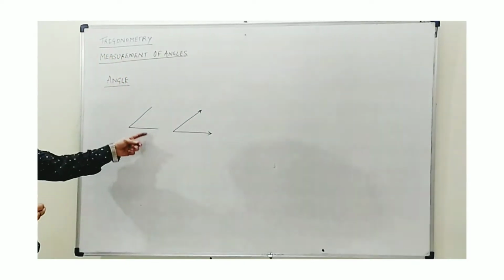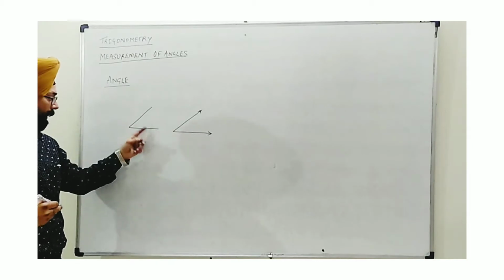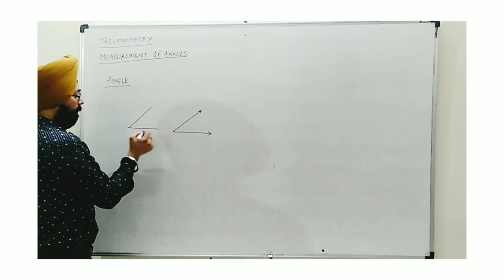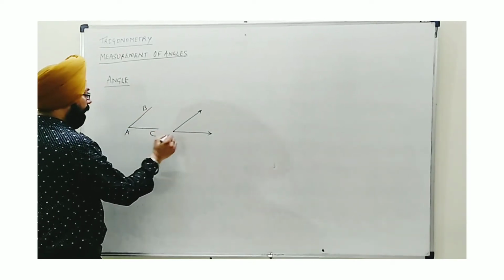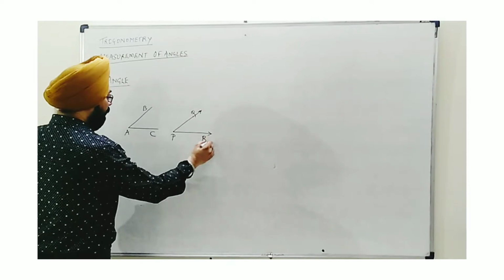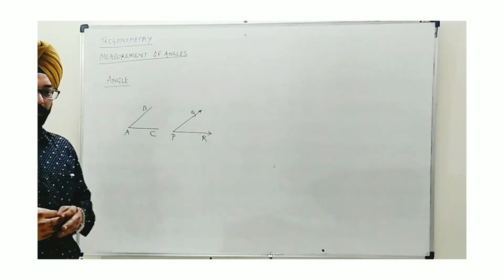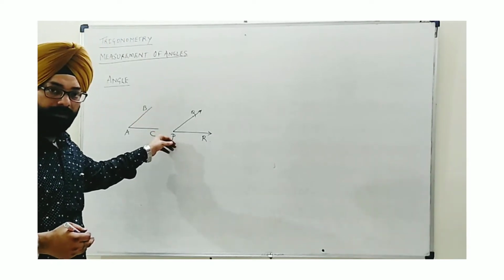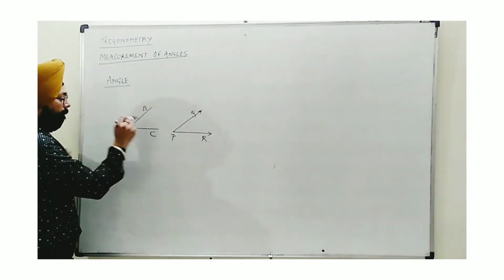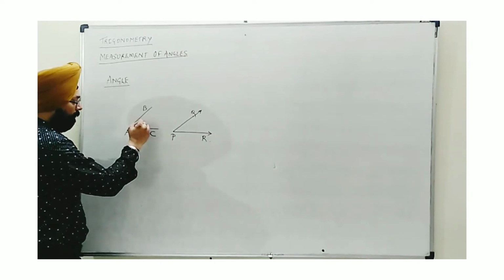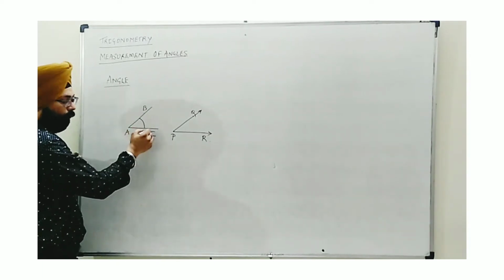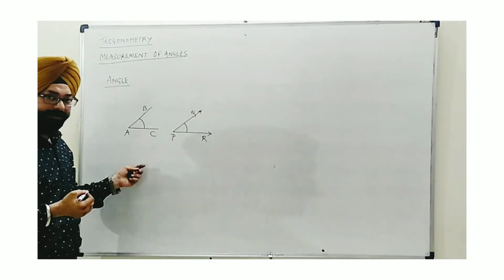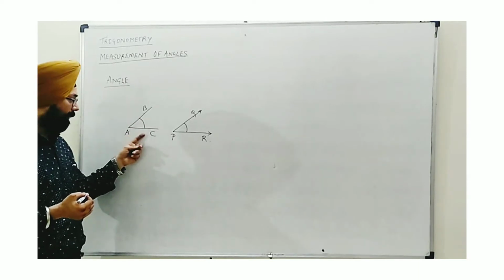When two line segments or two rays have one common vertex, then angle is formed. The simple thing: when two line segments or two rays have a common vertex, then angle is formed. Now, angle is actually measured as a gap between these two line segments or rays, whatever we are taking. Angle is measured as the gap between these two line segments or rays.